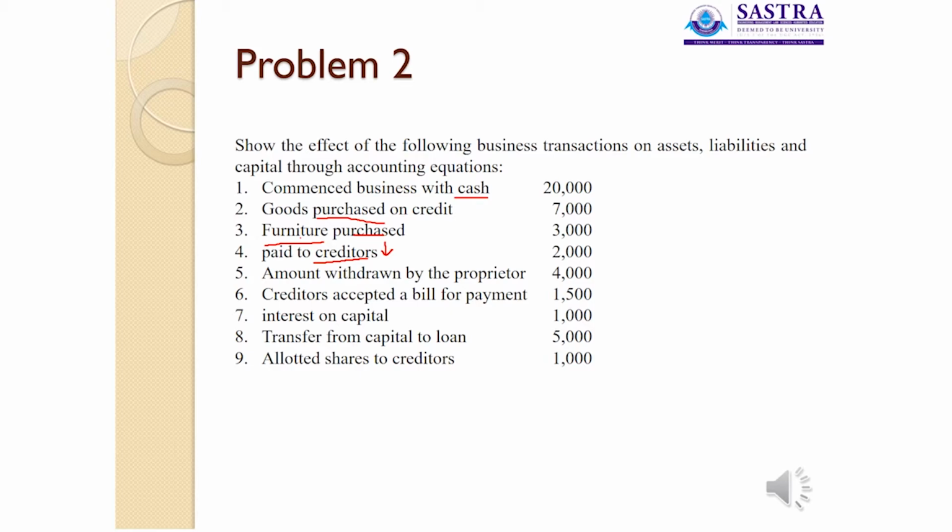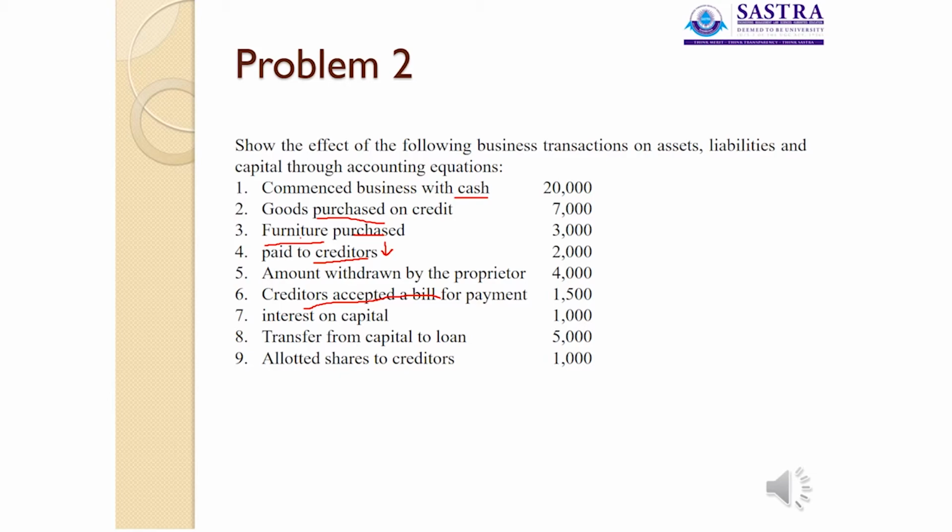Then creditors accepted a bill for payment, that is bills payable. Bills payable is one of the liabilities. So bills payable, that is the liability increased. So increase in liability, rupees 1500.